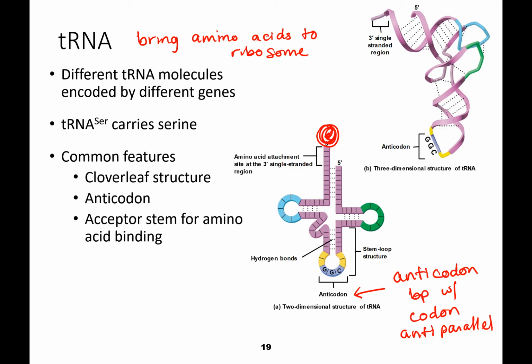It has this interesting clover leaf structure. This is what it really looks like, all twisted up. But you see the anticodon, and this is one strand of RNA, so this is why it's kind of clustered out of here. 3', keep going down, 2, 5'. So, you're going to be antiparallel, you're going to have base pairing rules. It brings in the amino acid to the ribosome.